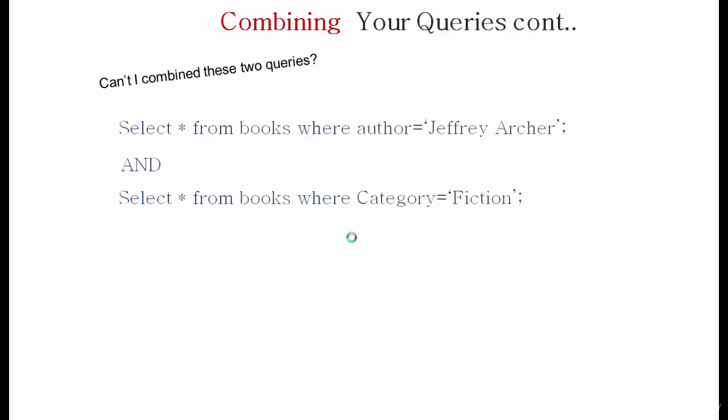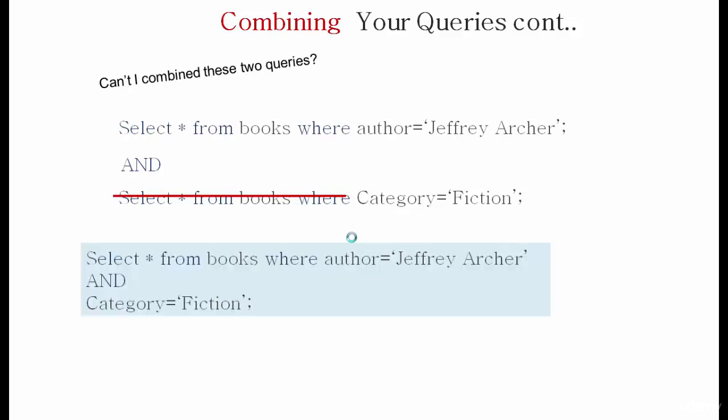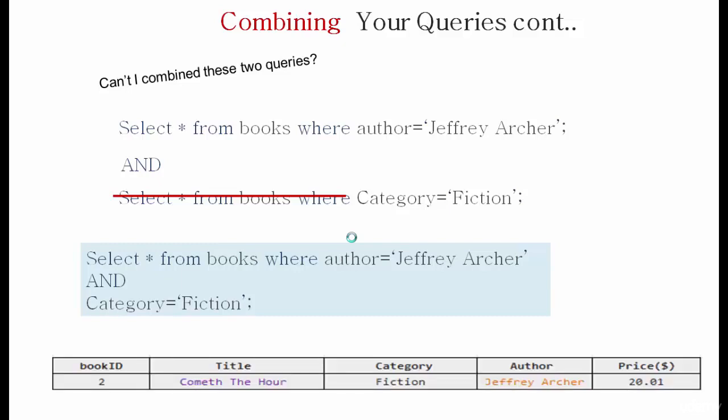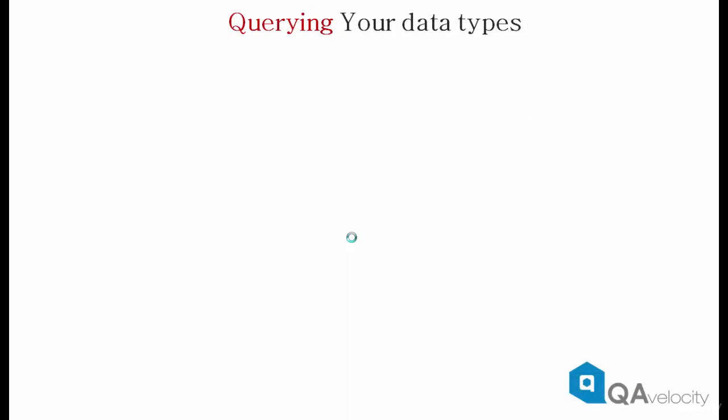So to overcome the issue, we can combine these two queries using the AND statement. And we need to delete the complete statement of the second query except the condition. So the final query would be select star from books where author equal to Jeffrey Archer and category equal to fiction. And the result would be the fiction novels written by Jeffrey Archer.